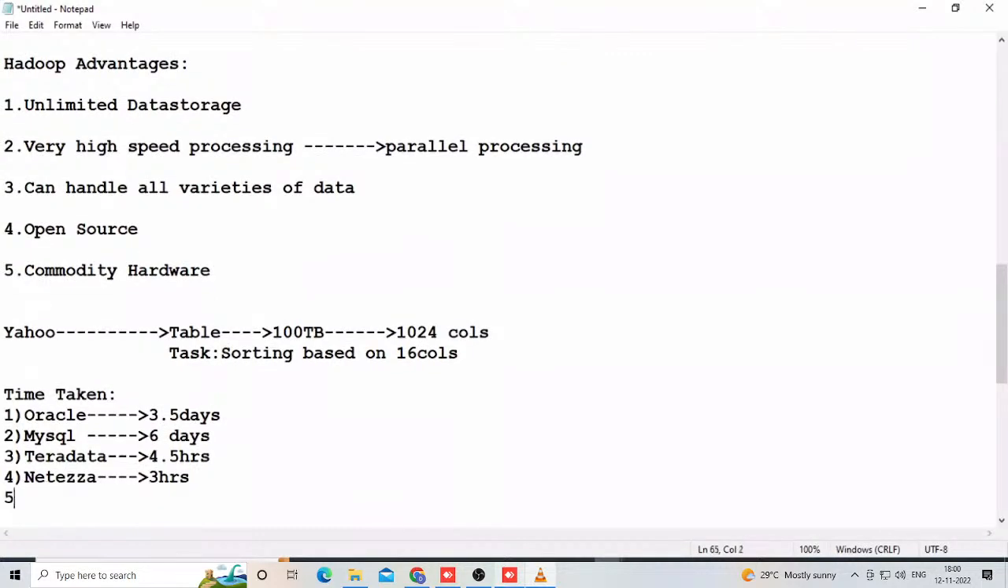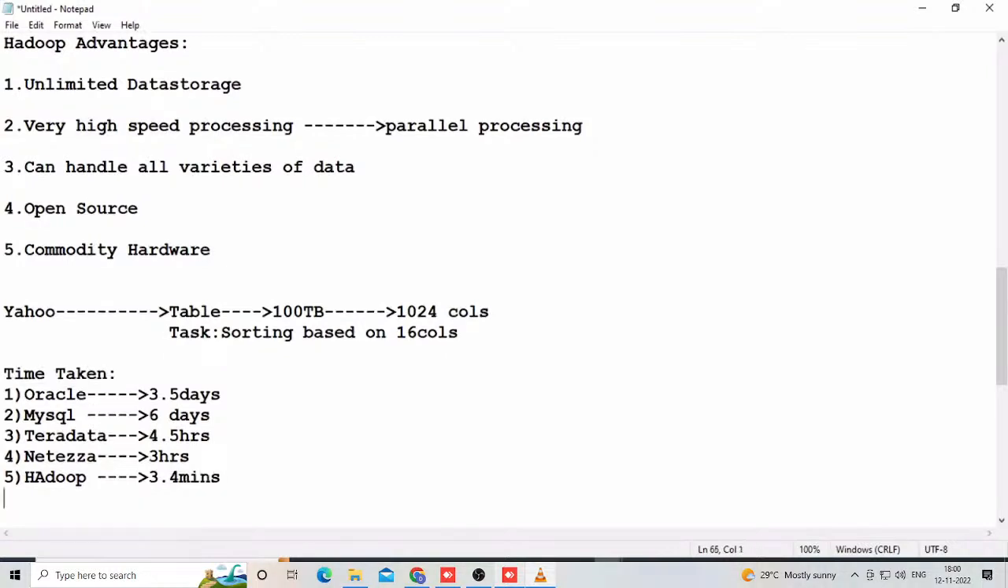And finally, Hadoop has just taken 3.4 minutes to process it. But the latest version of Hadoop, just 1.2 minutes, right? So this is the speed of Hadoop as compared with the other things.